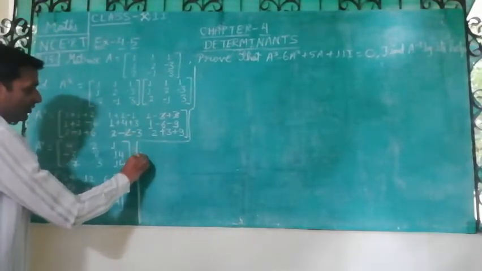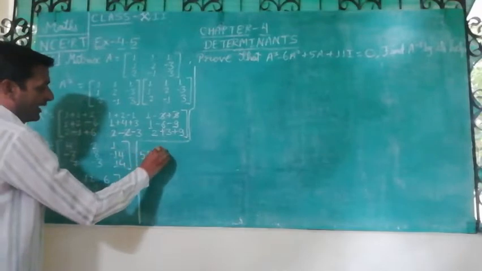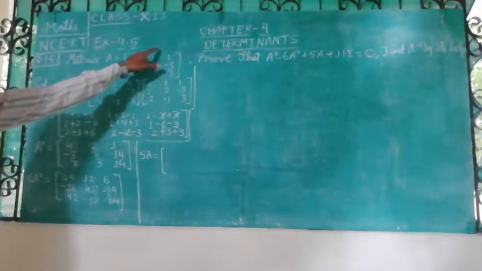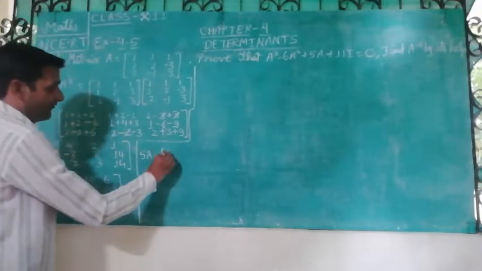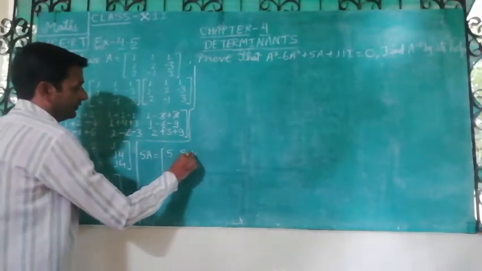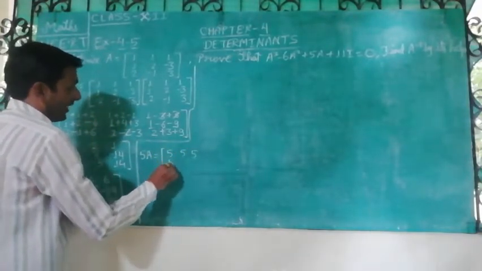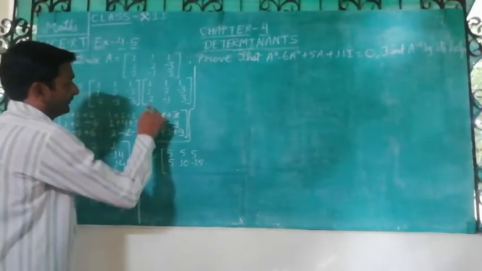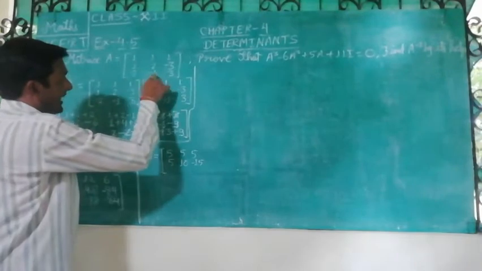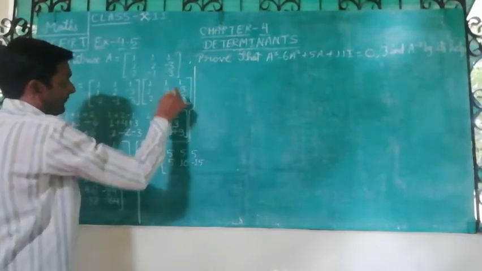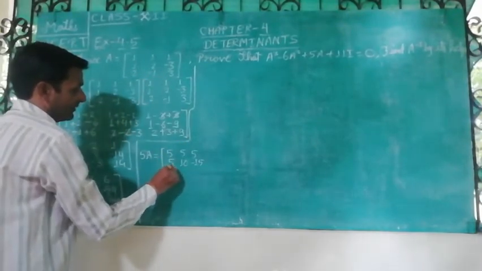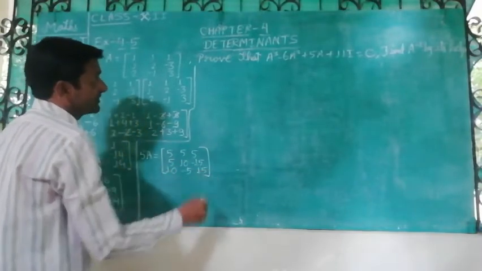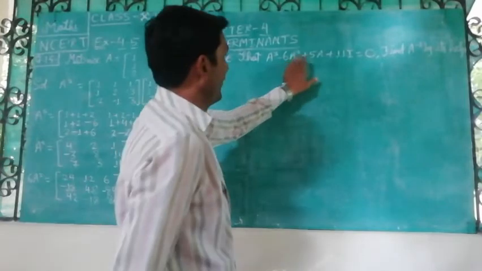5A I am writing here only. 5A is equal to, I am directly writing all the elements of 5A. See, 5 we have to multiply in this A. So it will be 5 5 5. Now 5 10 minus 15, and then 10 minus 5 and 15. Why we are finding all these? Because these two elements we have to find out.